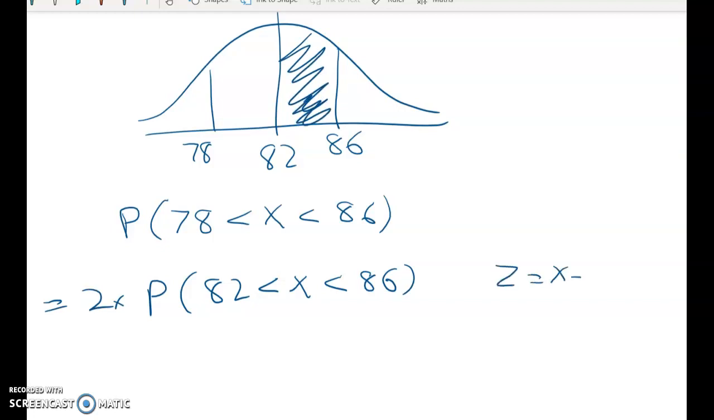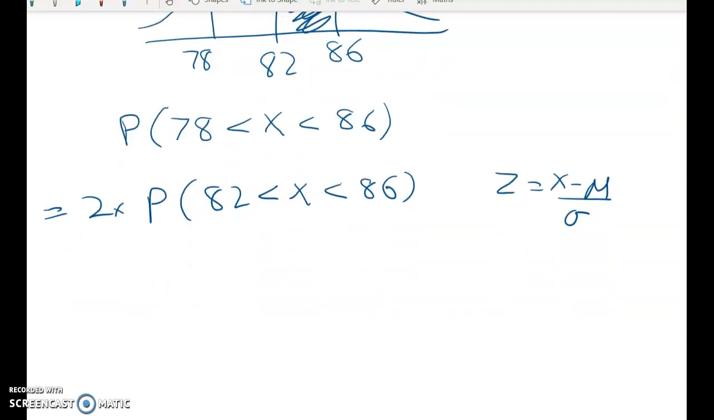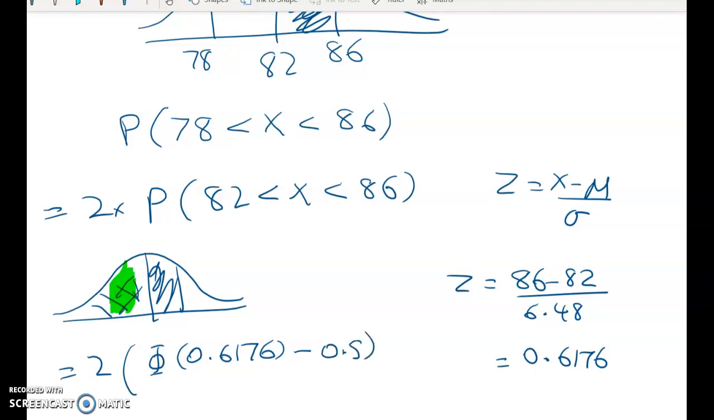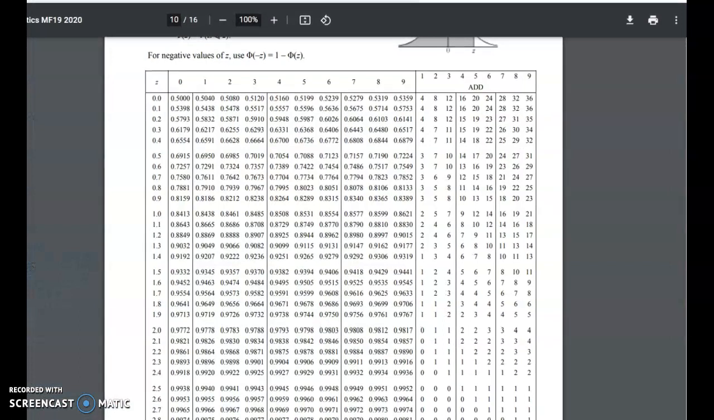We're going to use Z equals X minus mu over sigma, but now we know what sigma is. So Z is going to equal 86 minus 82, so 4 over 6.48, which is 0.6176. So we are looking for this area in here. So my whole thing is going to be 2 lots of phi of 0.6176, but I want to take away the half, right? So we don't want that half in there. So when we go back to our normal tables, the number we're going to get over here is 0.7317.